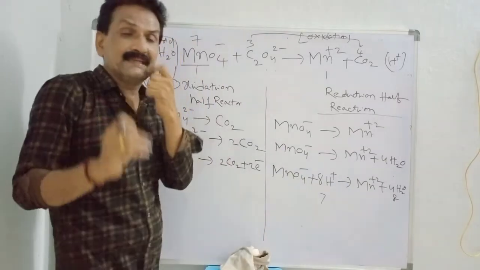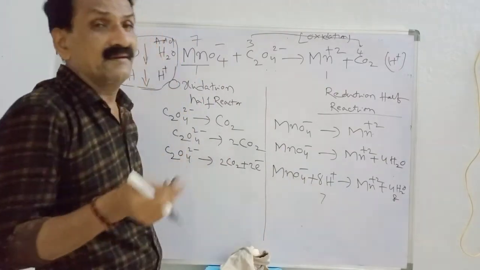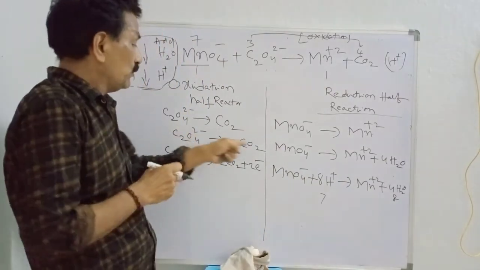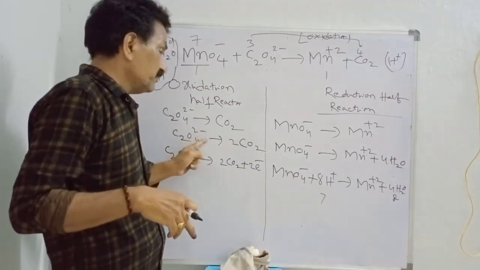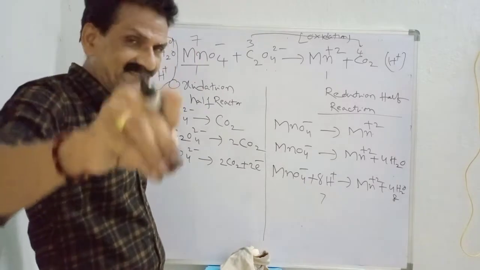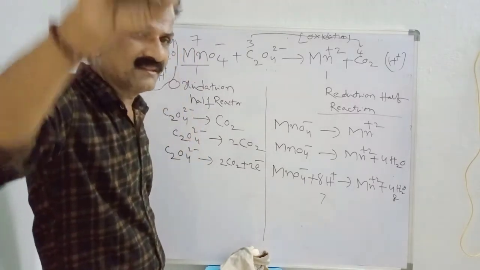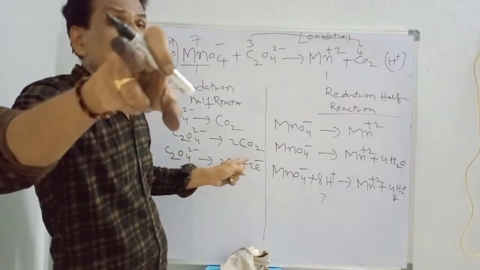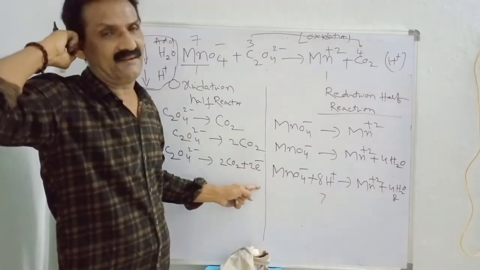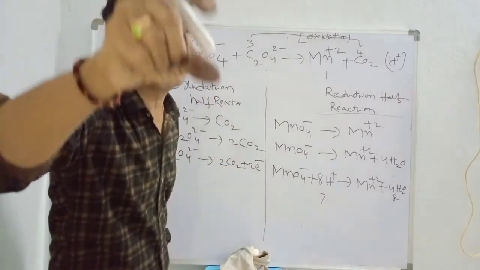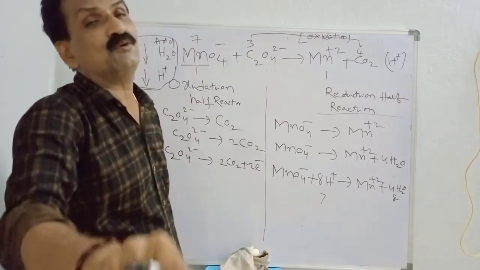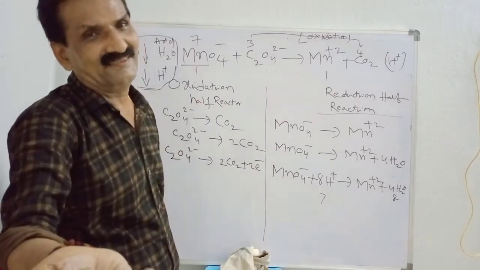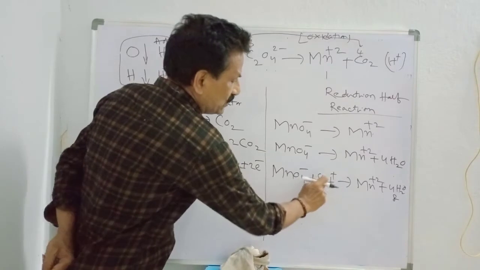So here is another trick. If it is negative, where electrons are less, where negative charge is less, I have advised you to add electrons. Here, where positive charge is more, you have to add electrons.